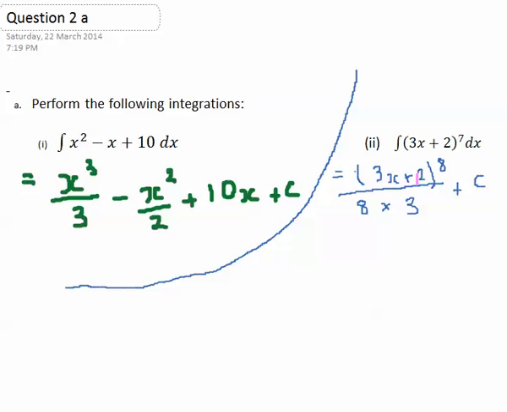All we need to do is write down what's in brackets, increase the index by 1, divide by the new index. That's the same as what we did over here. But this time we've just got to multiply the denominator by the derivative of what's in brackets, and that's 3. So this one's going to equal what I've written down there, except we wouldn't leave it as 8 times 3, we would change it in the next line to 24, and that one is done. At least it is now.